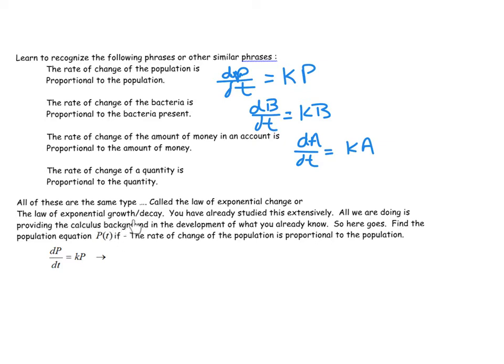The law of exponential growth, and it can also be called decay if it's decaying. You have already studied this in Algebra 2 and Pre-Calc, but now we're going to provide calculus to see how it was all developed and how that all comes about. So here we go. Find the population equation, P of t, if the rate of change of the population is proportional to the population. So again, dP/dt equals kP. Let's take a look at what would happen if we do what we just learned with separation of variables.